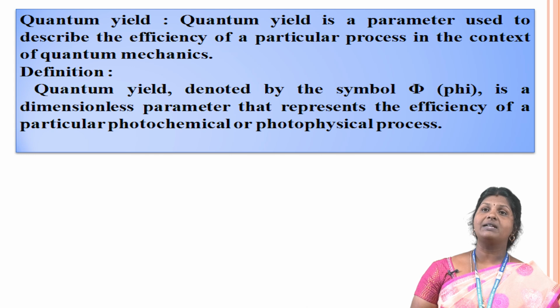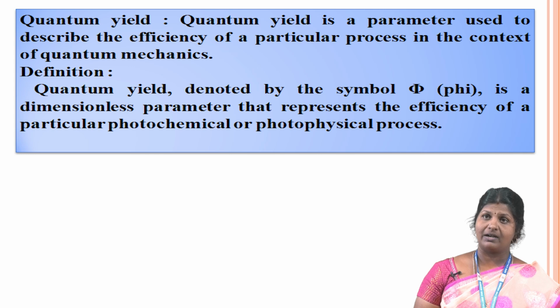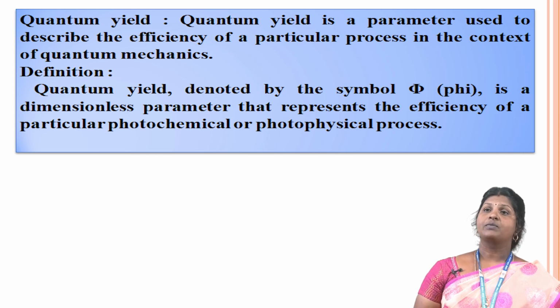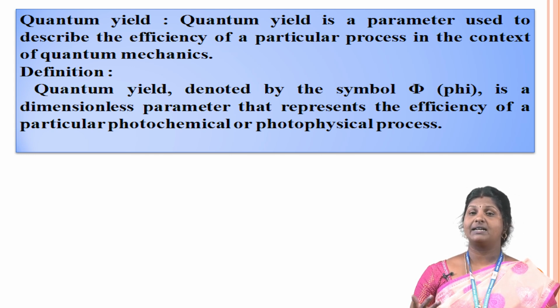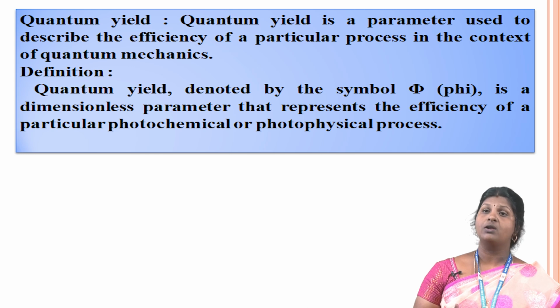Then the quantum yield is a parameter used to describe the efficiency of a particular process in the context of quantum mechanics. Specifically, in photochemistry and photophysics, quantum yield is often associated with the efficiency of light-induced processes. Here is a brief explanation. The quantum yield, denoted by the symbol phi, is a dimensionless parameter that represents the efficiency of a particular photochemical or photophysical process.